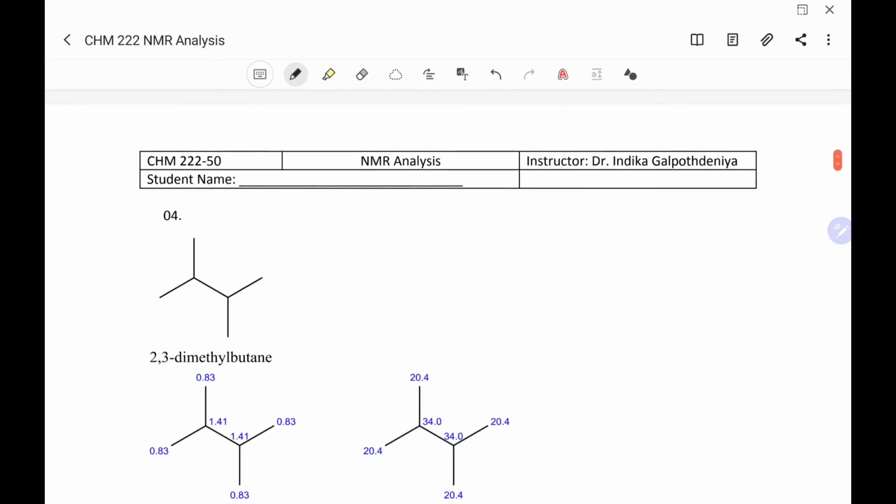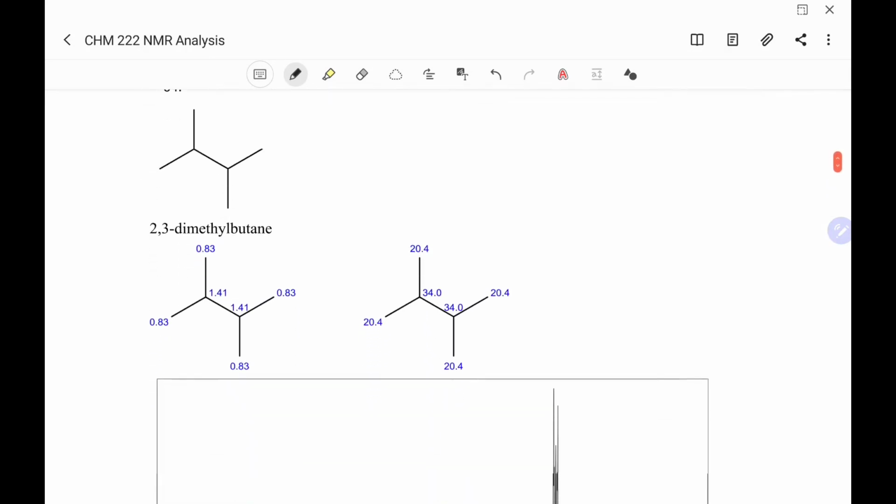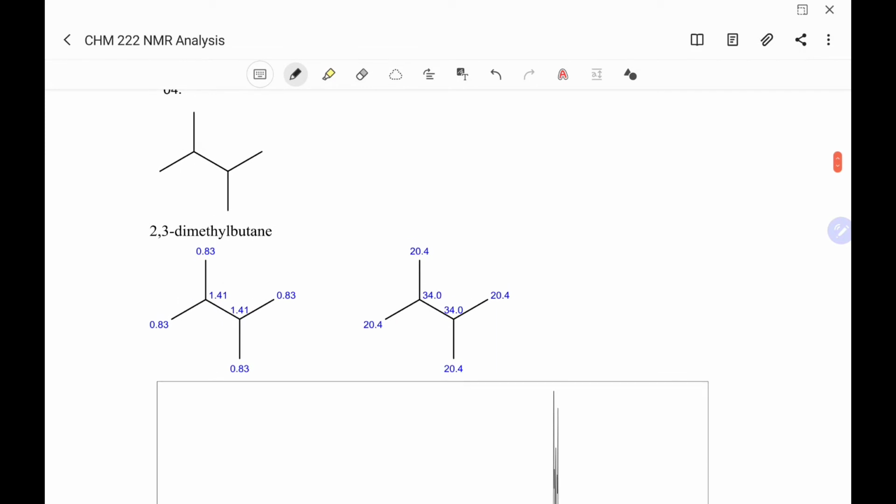I mean, it is a very straightforward one. I would recommend you to try this by yourself. You might want to pause the video and see if you could figure this one out. First thing that I want you to do is to figure out the number of chemically different hydrogens. How do you do that? You draw the condensed structure if necessary.